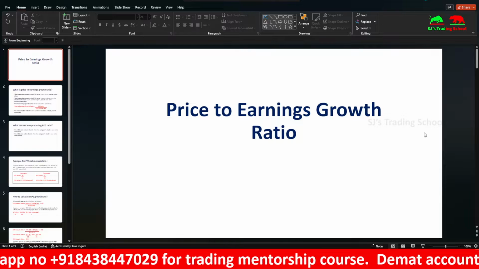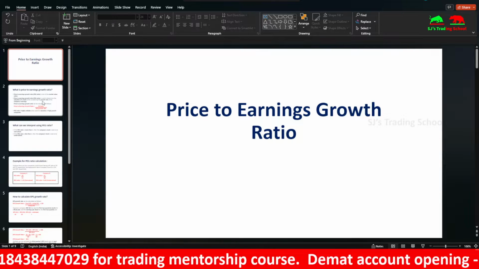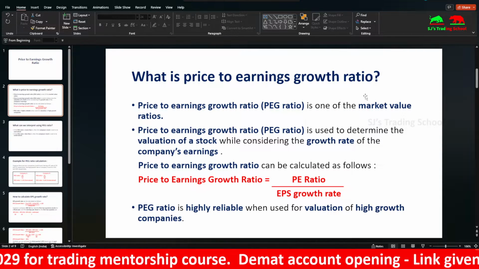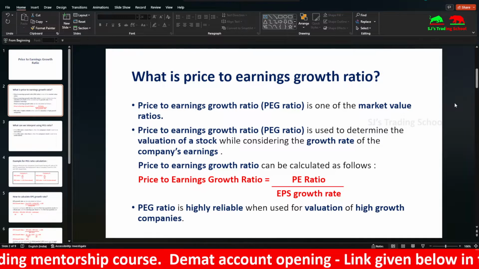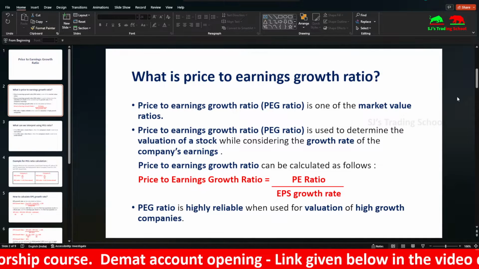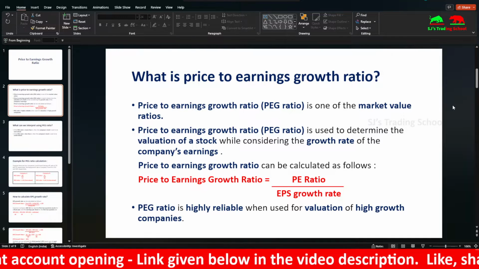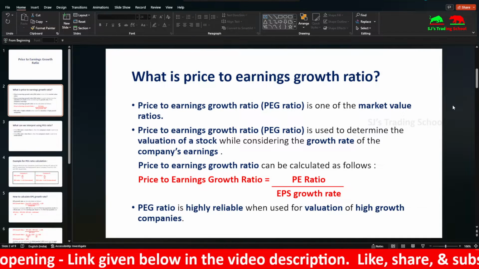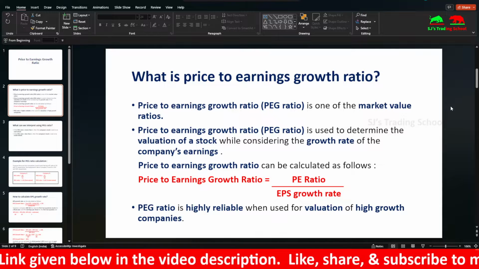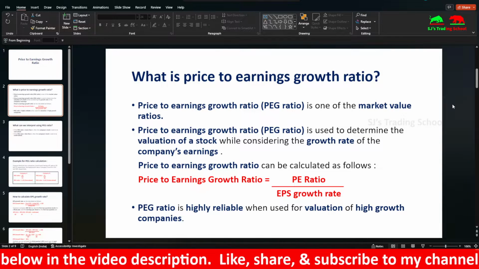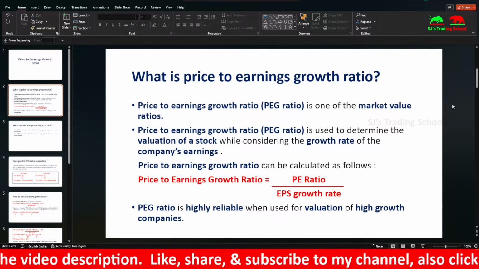So coming into the video, what is the price to earnings growth ratio? It is like an updated version of the PE ratio, so it is also known as the PEG ratio. The PEG ratio is an updated version of the PE ratio. This is one of the market valuation ratios. It is used to find whether the stock is overvalued, fairly valued or undervalued.